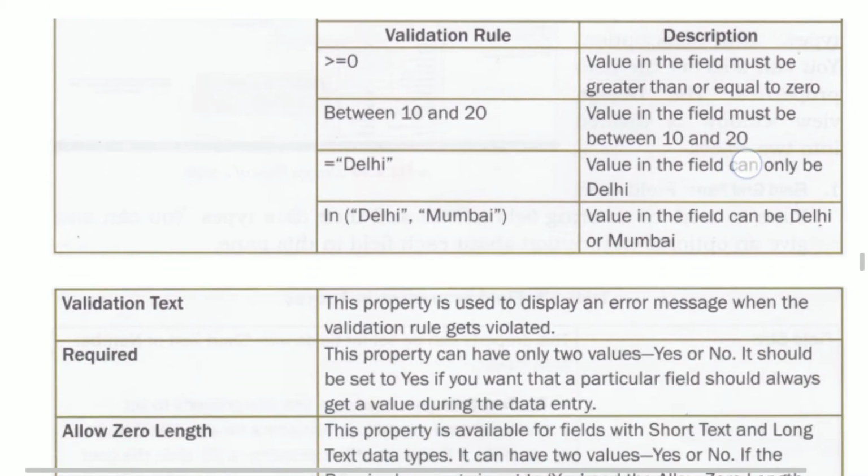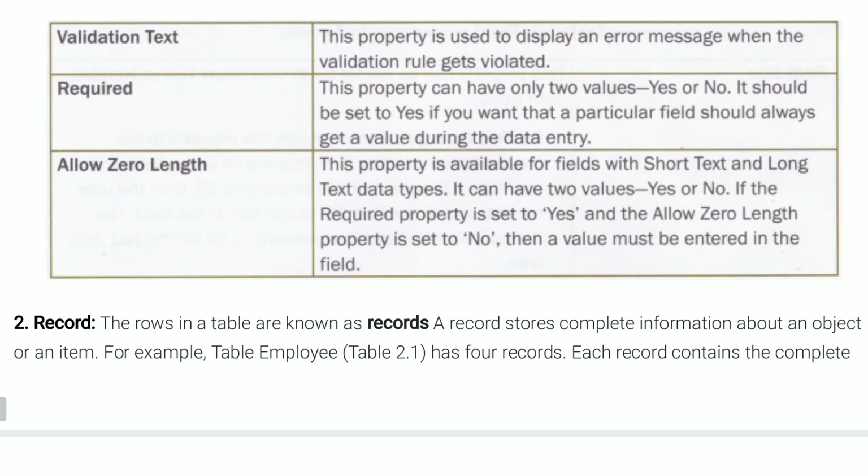The next property, as you can see on the screen, is validation text. This validation text is based on the validation rule property. The validation text property contains an error message that appears when you enter a value prohibited by the validation rule. Suppose that you have set a condition in the validation rule for entering the data in a particular field. If at the time of entering the value, the set condition is not followed by the user, the data will not be accepted in the column.